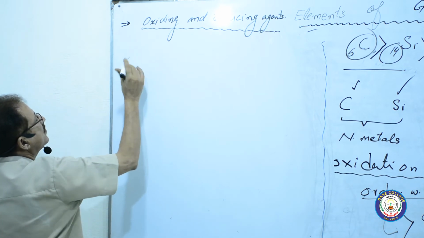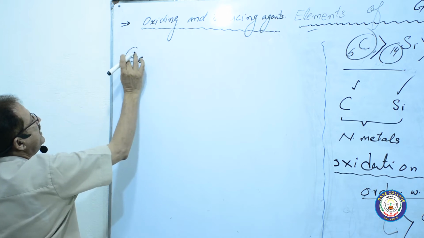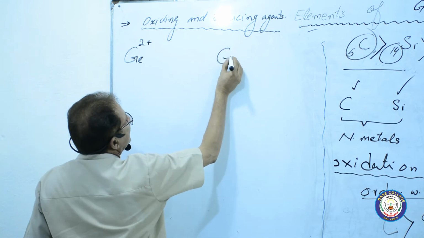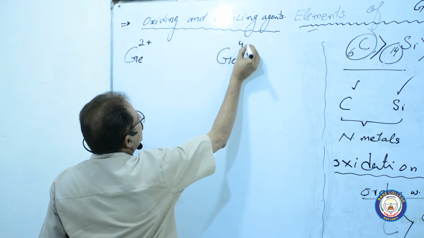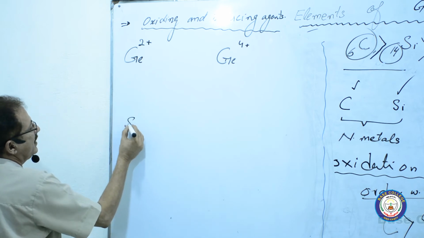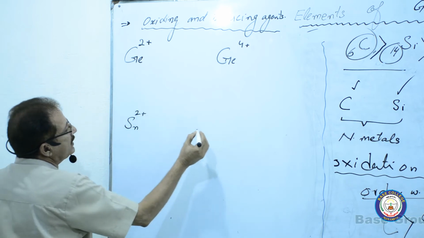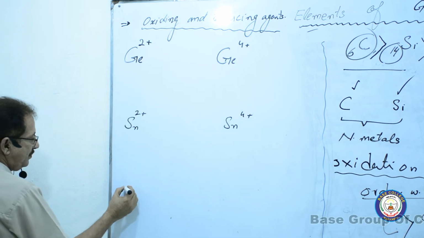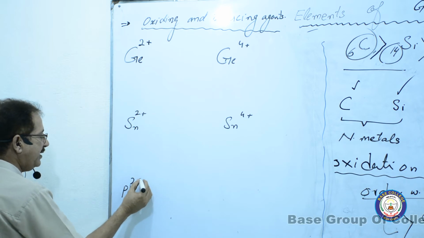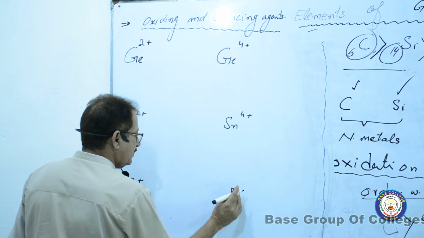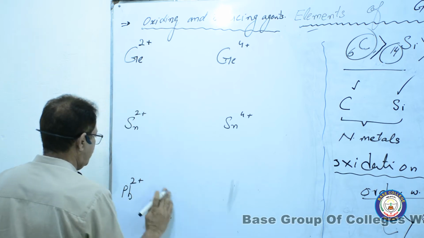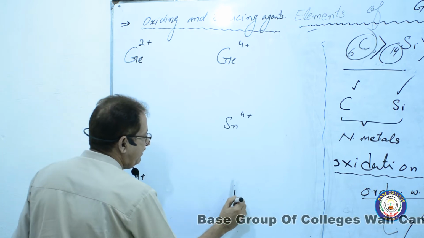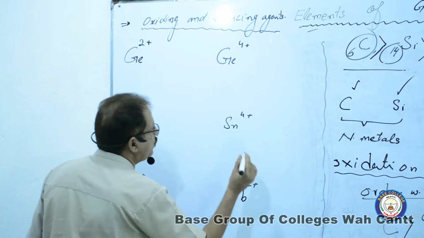Germanium 2 positive and germanium 4 positive, Sn 2 positive and Sn 4 positive, Pb 2 positive, Pb 4 positive and Pb 2 positive.